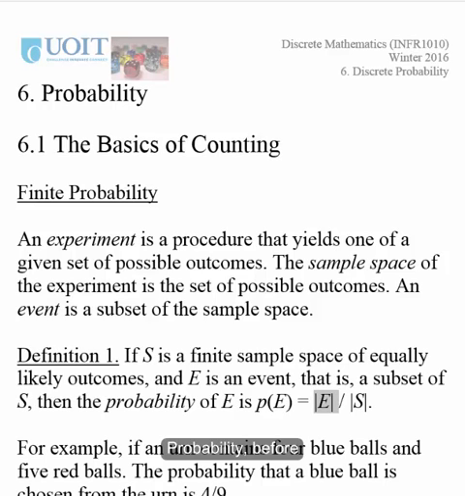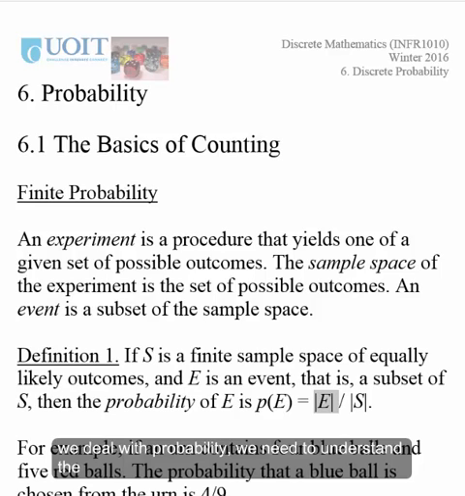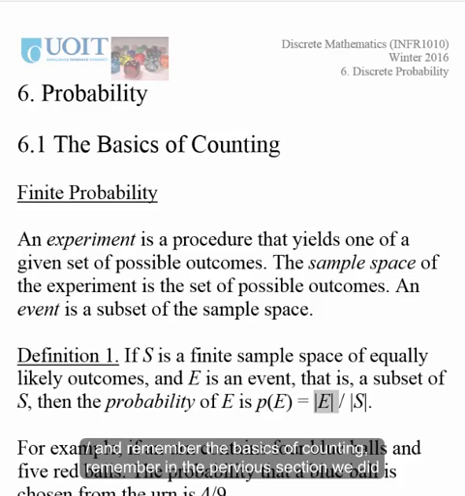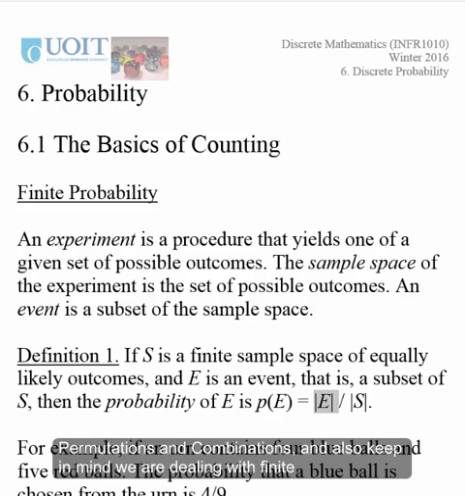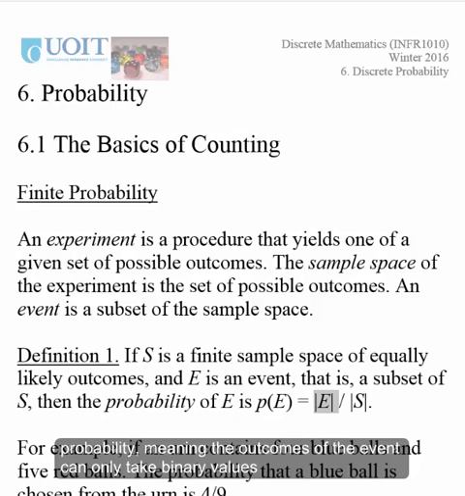Probability. Before we deal with probability, we need to understand and remember the basics of counting. Remember, in the previous section we did permutations and combinations. And also we need to keep in mind we're dealing with finite probability, meaning that the outcomes of the event can only take binary values. So either they happen or they don't happen.